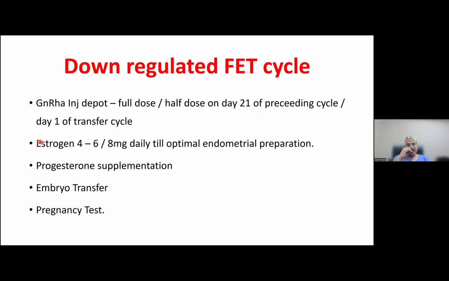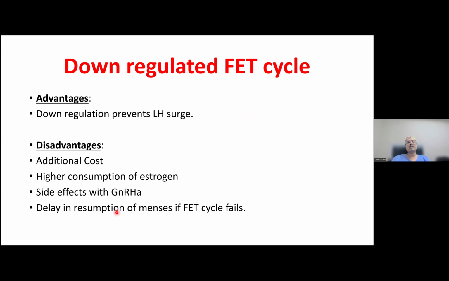Give her tablet estrogen. Some people have also tried giving it on day 1 because, in case she does become pregnant, you don't want to risk that. So she's got a period. You can give a half dose of GnRH agonist depot on first day of the transfer cycle. Start with estrogen 4 to 6 milligrams. Now, in a down-regulated cycle, you will need a higher consumption of estrogen, a higher dosage of estrogen. Start daily till optimal endometrial preparation, progesterone supplementation, embryo transfer, and pregnancy testing.